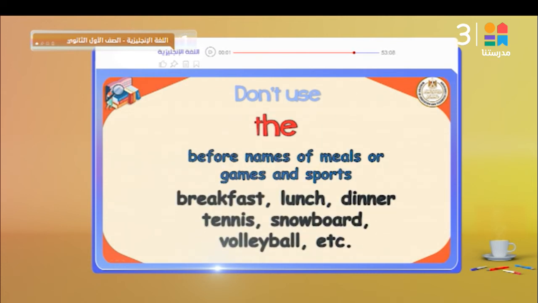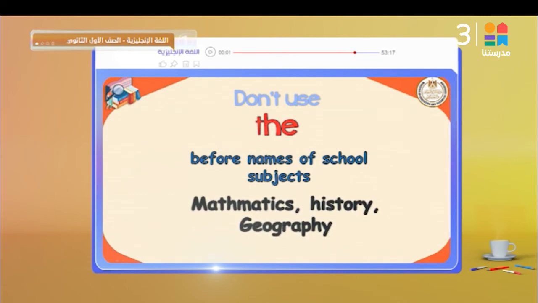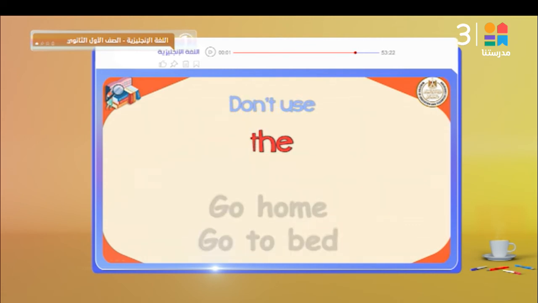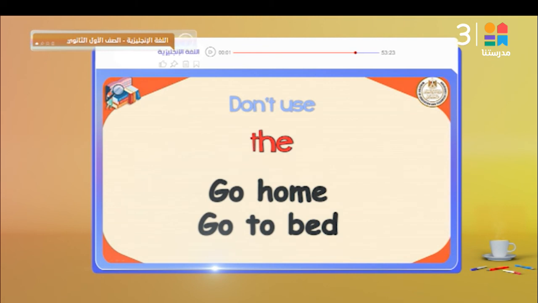We don't use "the" in front of meals. So we say I have breakfast, lunch, dinner. But if you are talking about a specific lunch, when you say the lunch which my mother made, this is specific. But when we talk about lunch in general, I say I take lunch at 3 o'clock. We don't use "the" with the school subjects, mathematics, history, and so on. We don't use "the" with the words go home or go to bed.